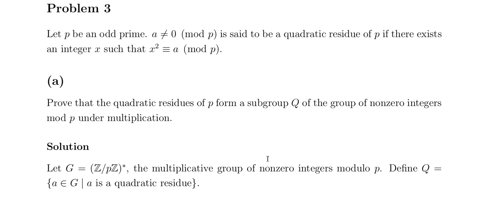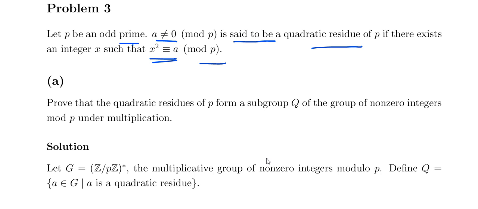Let p be an odd prime and a not equal to 0 modulo p. a is said to be a quadratic residue of p if there exists an integer x such that x squared is congruent to a mod p. That is called the quadratic residue.